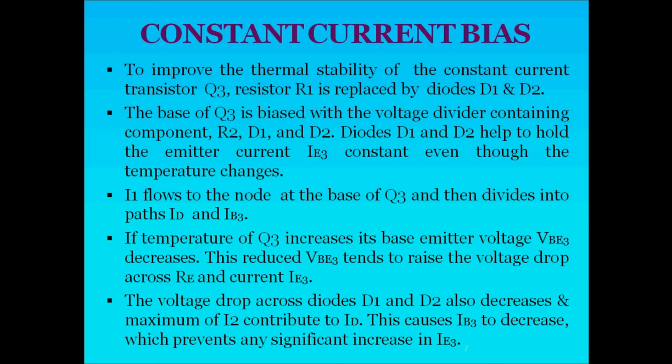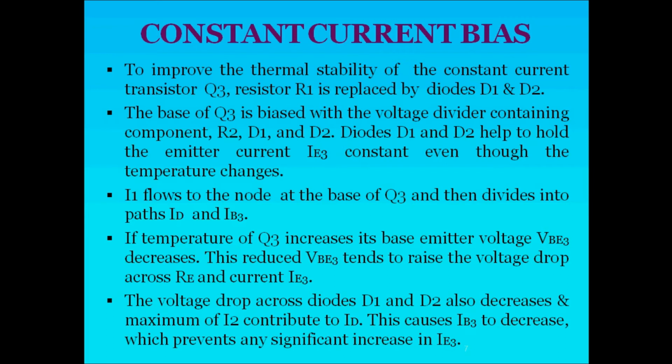If the temperature of Q3 increases, its base emitter voltage VBE3 decreases. This reduced VBE3 tends to raise the voltage drop across the emitter resistor RE and hence the current IE3. The voltage drop across diodes D1 and D2 also decreases, and most of IE2 contributes to the diode current ID. This causes IB3 to decrease, which prevents any significant increase in the IE3 current. See here what happens when there is an increase in temperature. If the temperature of Q3 increases, its base emitter voltage VBE3 is reduced.